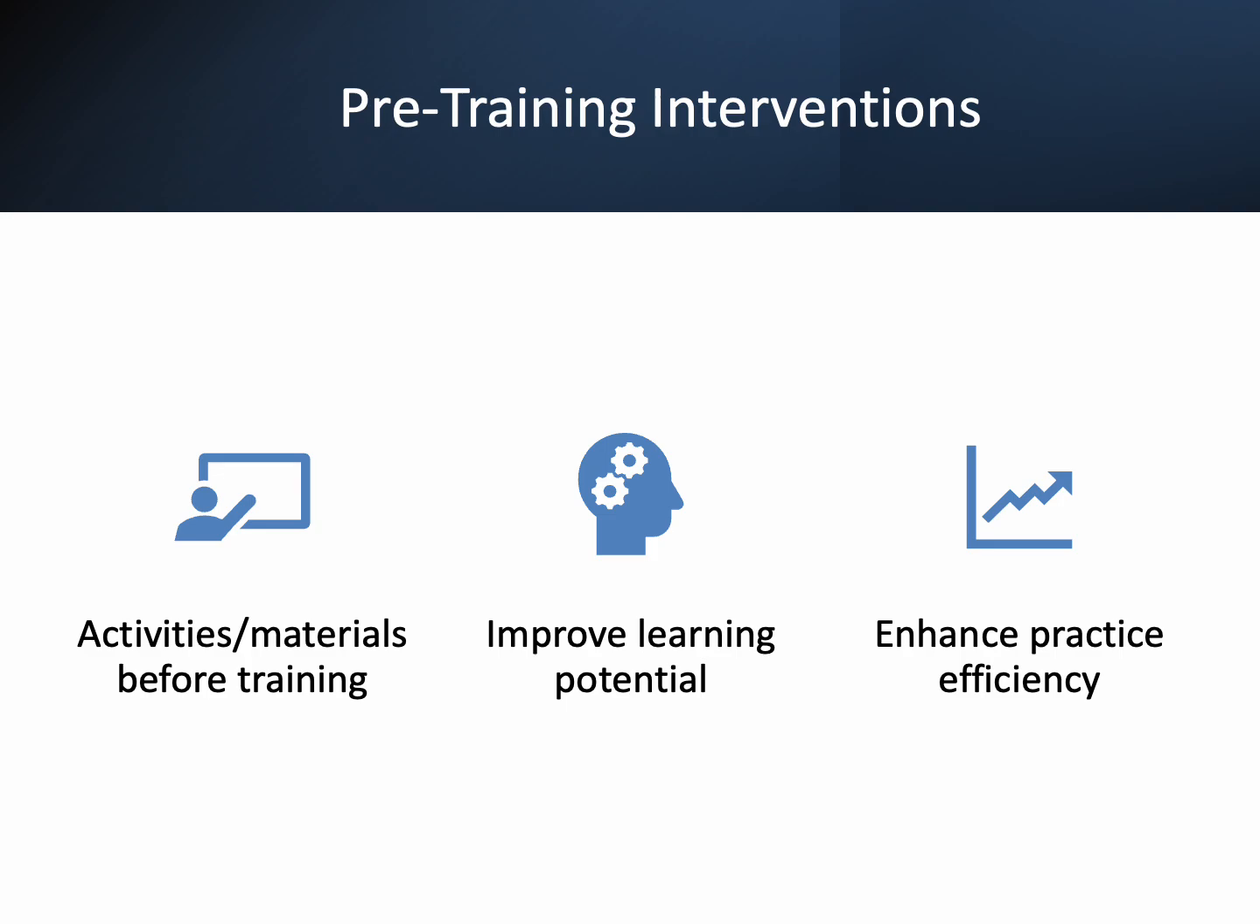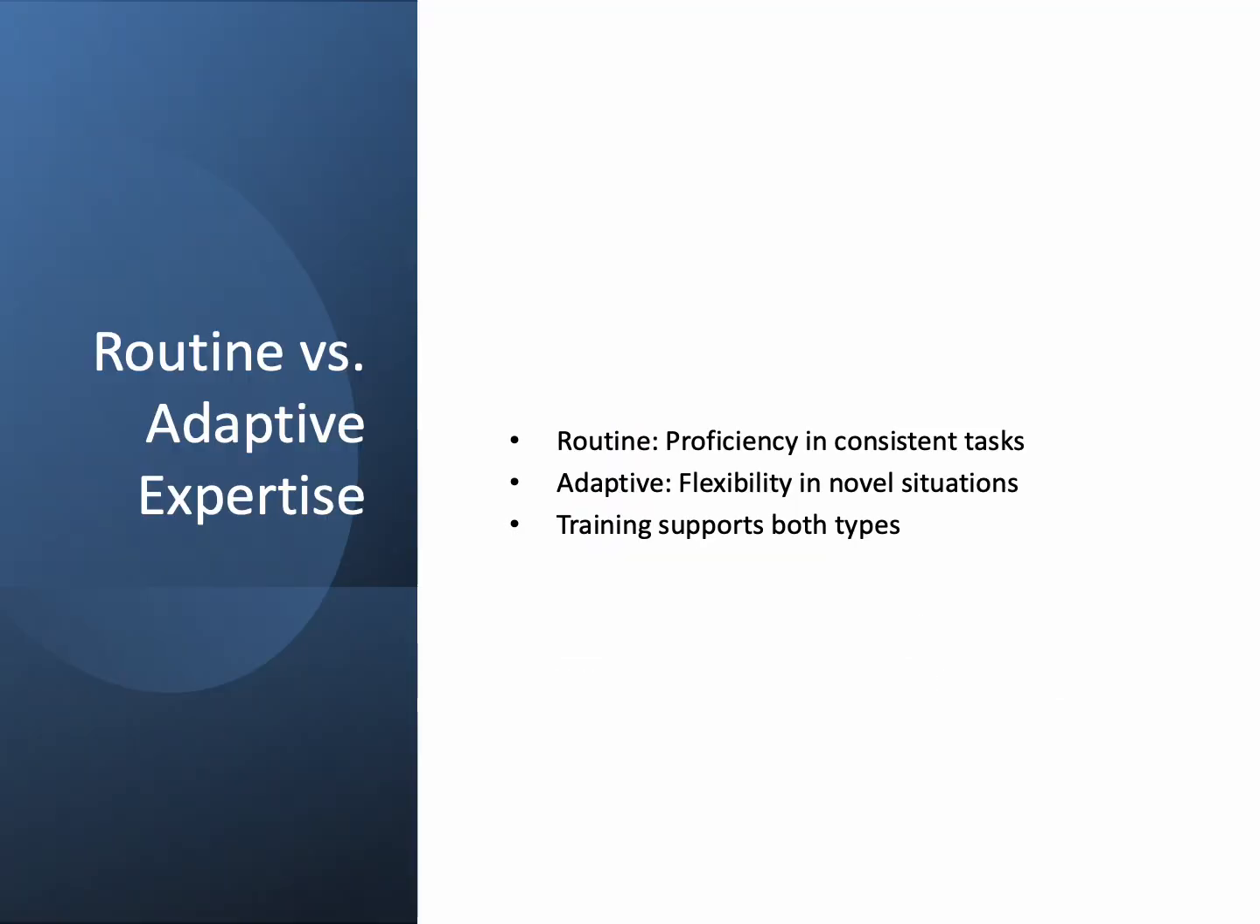As we explore this, consider how pre-training interventions could benefit training in your industry. They are essential in fields like IT or healthcare, where preparation enhances skill acquisition and ensures training aligns with organizational needs. Routine expertise involves proficiency in consistent tasks, like operating machinery, while adaptive expertise requires flexibility in novel situations, like solving unexpected problems. Training must support both routine expertise through repetitive practice and adaptive expertise through simulations or case studies.